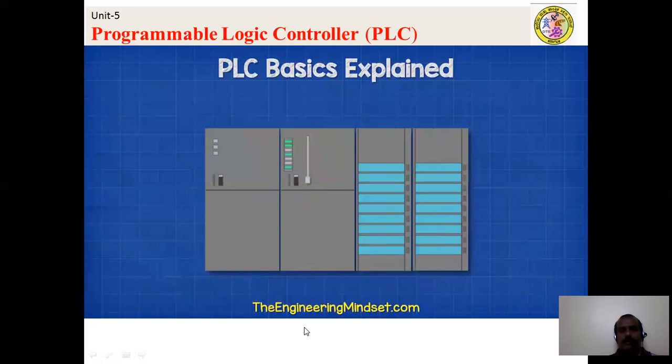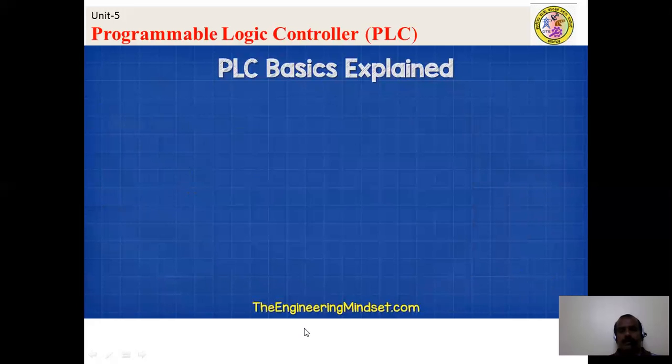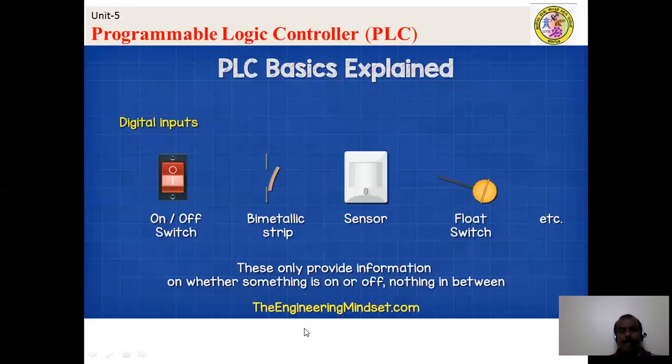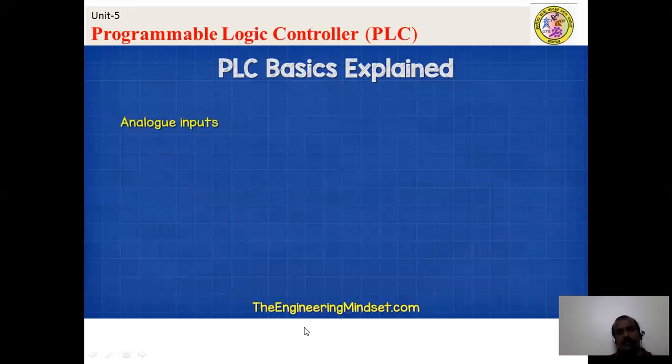First, we have the input modules or field sensors. These are the physical connections between the outside world and the PLC. These can be digital inputs, such as simple on-off switches, bimetallic temperature strips, presence or motion sensors, or even a float switch. These digital inputs can only provide information on whether something is either on or off, and nothing in between. For that, we would need an analog input.